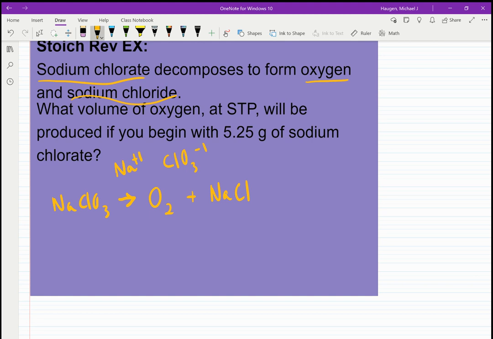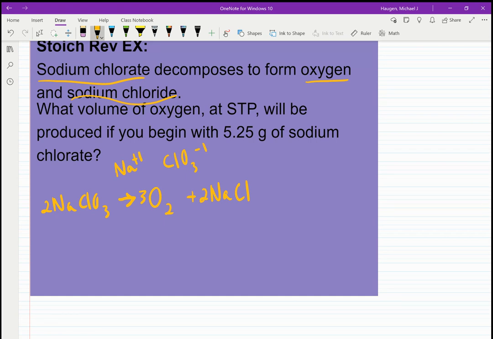So this is not balanced, so we'll go ahead and balance it out. I see one sodium on the left, one sodium on the right, one chlorine, one chlorine. The problem is the oxygen, so I need to make those balance out. A 3 versus a 2. I'm going to put a 3 there and a 2 there. Now I have to rebalance it. If I put a 2 there, everything balances out.